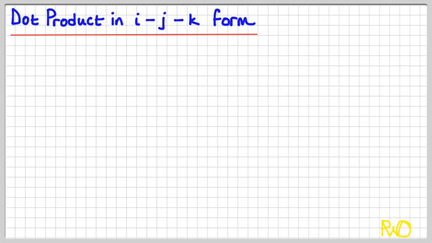We've just done the dot product in its basic definitional form, which was A dot B equals magnitude of A times magnitude of B times cos theta. We'll have a look at this. This is just a mind boggle, this one. You ready? Let vector A equal A sub x, that's the amount of A in the x direction, times i, plus A sub y times j plus A sub z times k.